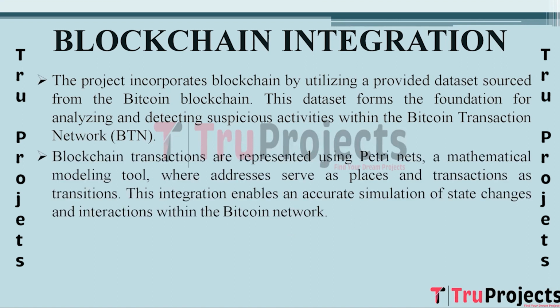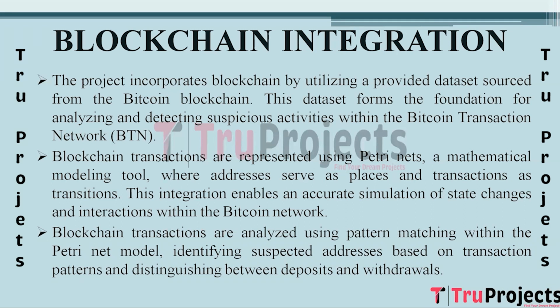To model and understand blockchain transactions, the project uses PetriNets, a mathematical modeling tool. In this representation, addresses within the blockchain act as places, while transactions serve as transitions in the PetriNet structure. This approach allows for the accurate simulation of state changes and interactions within the Bitcoin network, providing a clear and structured view of transaction flow.